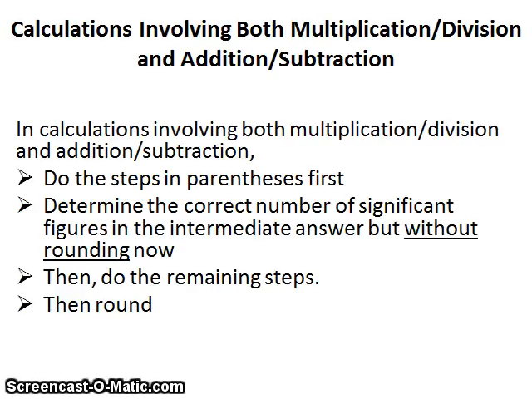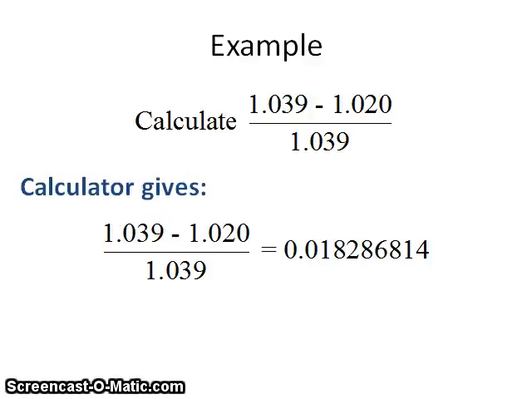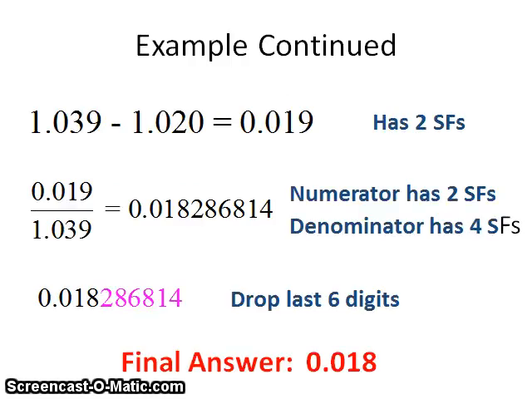When you have to do both addition or subtraction and multiplication or division at the same time, follow the order of operations and then determine the number of significant digits. In this example, first we have to subtract the numbers in the numerator and then divide. When we subtract the numbers in the numerator, our answer is limited to the 1,000th place. It has two significant digits, so when we divide, our final answer is limited to two significant digits. After rounding, it is 0.018.